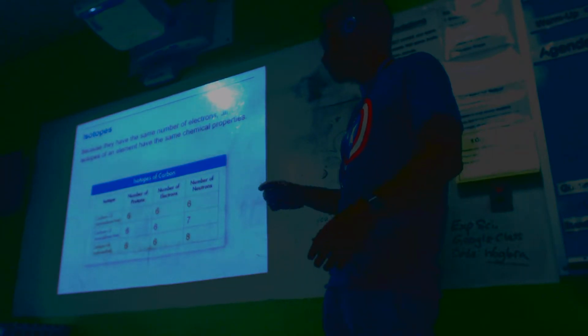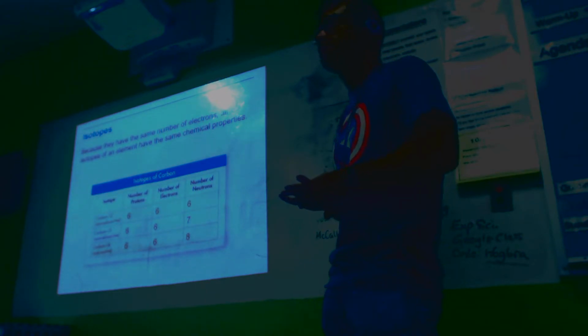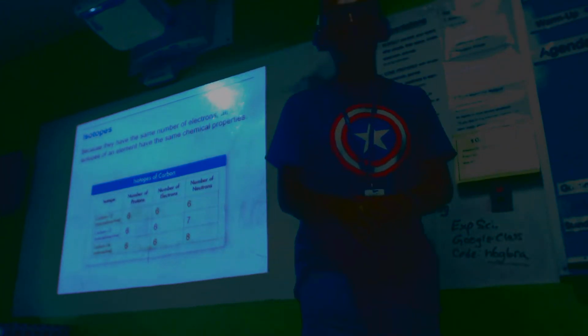Write this? Not yet. When I finish, you write everything. So the difference between two isotopes is the number of neutrons. This one is heavier than this one, because it has more neutrons.